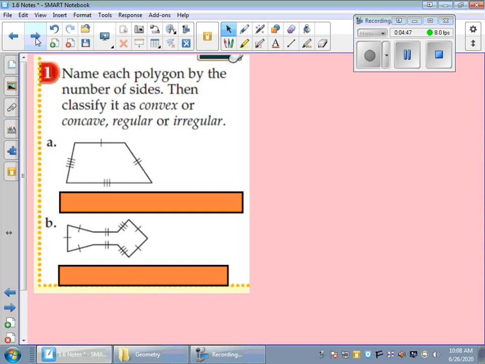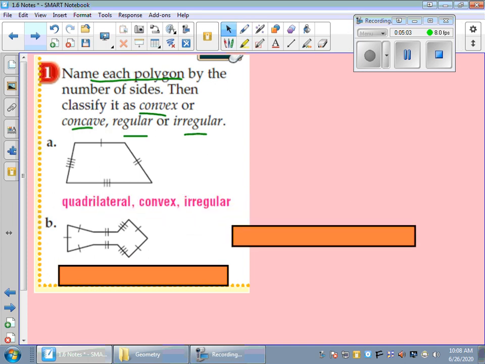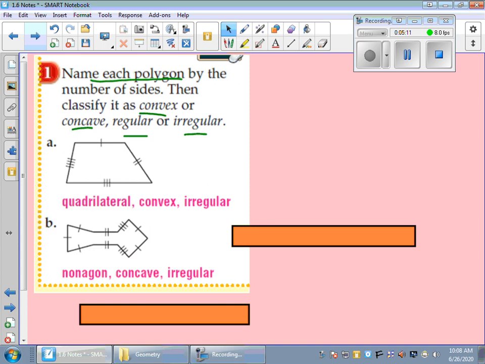So now let's classify these. Three different ways to classify. First we want to name the polygon. Is it concave or convex, regular or irregular? Example A is a quadrilateral, convex, and irregular. Example B, nonagon, concave, and irregular.